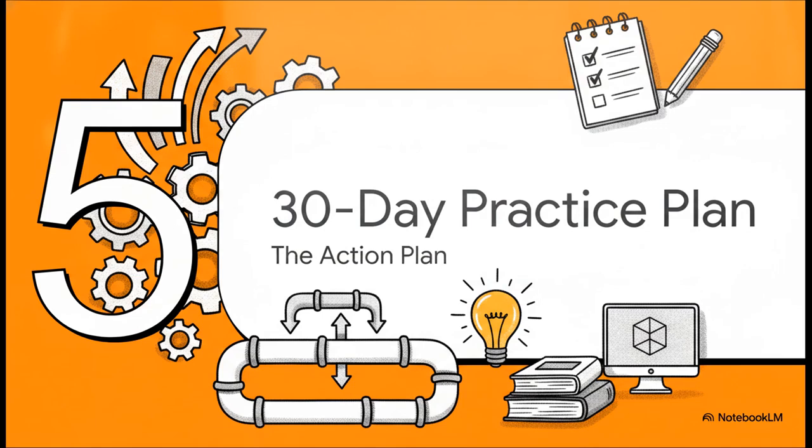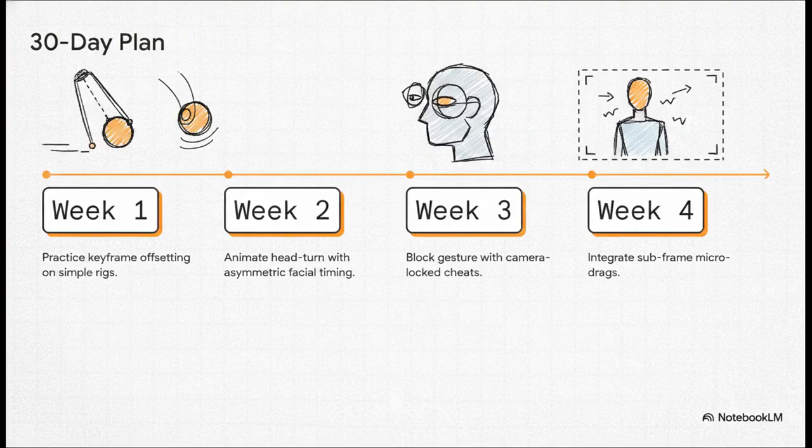Let's bring it all together in Section 5, your 30-day practice plan, the action plan. To transform all of this passive consumption into an active pipeline engineering process, we're going to do some immediate homework. Because transforming your 3D skills isn't about downloading a new software update, right? It's about doing the actual work. So here is your escalating 30-day challenge.